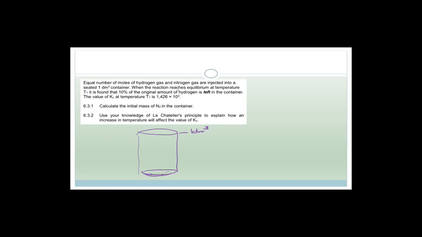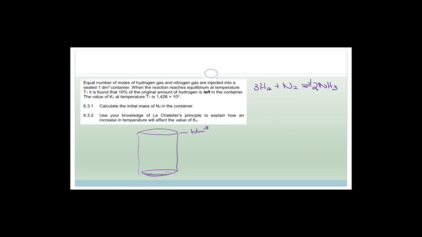The reaction reaches equilibrium at a temperature T1. It is found that 10% of the original amount of hydrogen is left. Okay. So do you agree we're taking some hydrogen and we're adding nitrogen and we must be forming ammonia? Okay. So we're going to multiply this by 2 and that by 3. So there is our balanced reaction.